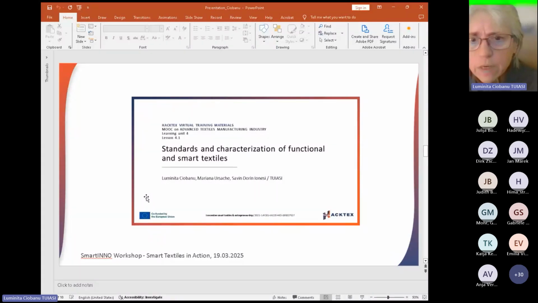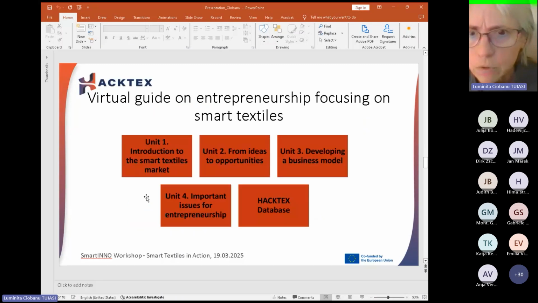I will not play the movie. It's there. You can go to the Hacktex site. It's www.hacktex.eu.